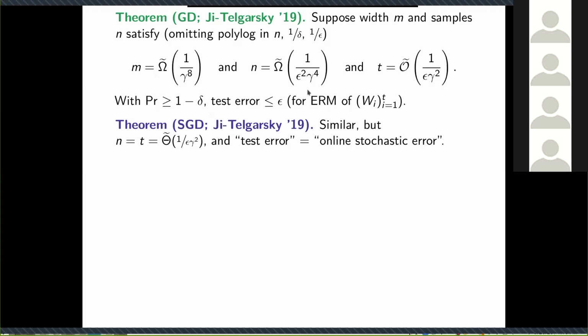For SGD, the theorem is similar, but it's a little bit better. The sample size is the same as the number of iterations, and it's tighter. It's just 1 over epsilon gamma squared. So n is no longer epsilon squared gamma to the 4th, it's epsilon gamma squared. And the test error is the online stochastic error. If it's an ERM problem, it's equivalent to test error, but it's the test error you get by sampling data points at random and then averaging across all the prediction rounds.